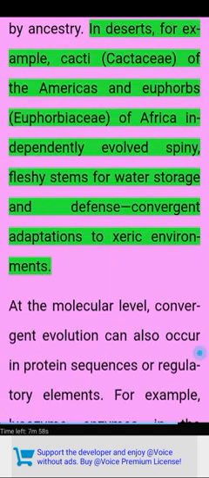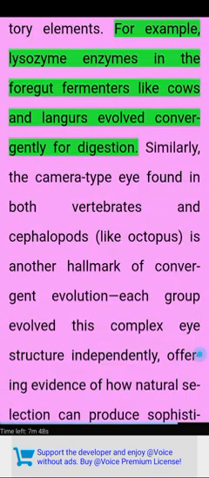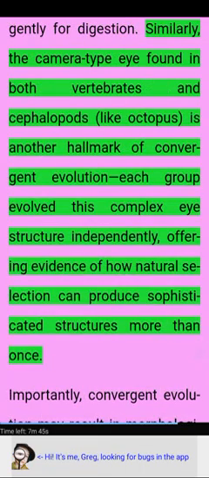In deserts, for example, cacti (Cactaceae) of the Americas and Euphorbiaceae of Africa independently evolved spiny, fleshy stems for water storage and defense, convergent adaptations to xeric environments. At the molecular level, convergent evolution can also occur in protein sequences or regulatory elements. For example, lysozyme enzymes in foregut fermenters like cows and langurs evolved convergently for digestion. Similarly, the camera-type eye found in both vertebrates and cephalopods like octopus is another hallmark of convergent evolution.